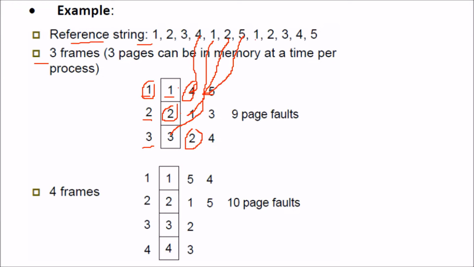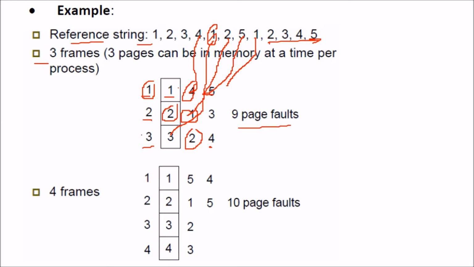Now 1 will come again, and 1 will come again. We can see what will happen. Which one do we have to replace? Since 5 has just come, and 3 and 4 are there, but this 4 has been here for quite a long time, and 1 has come now, but 4 came before. So we have to replace this one, right? In this way we can replace all these strings. So in all there will be 9 page faults.